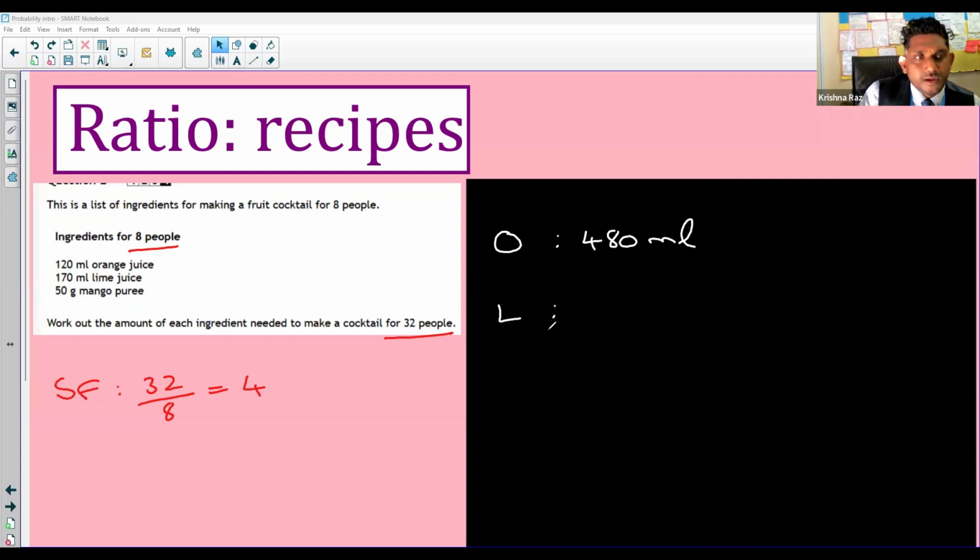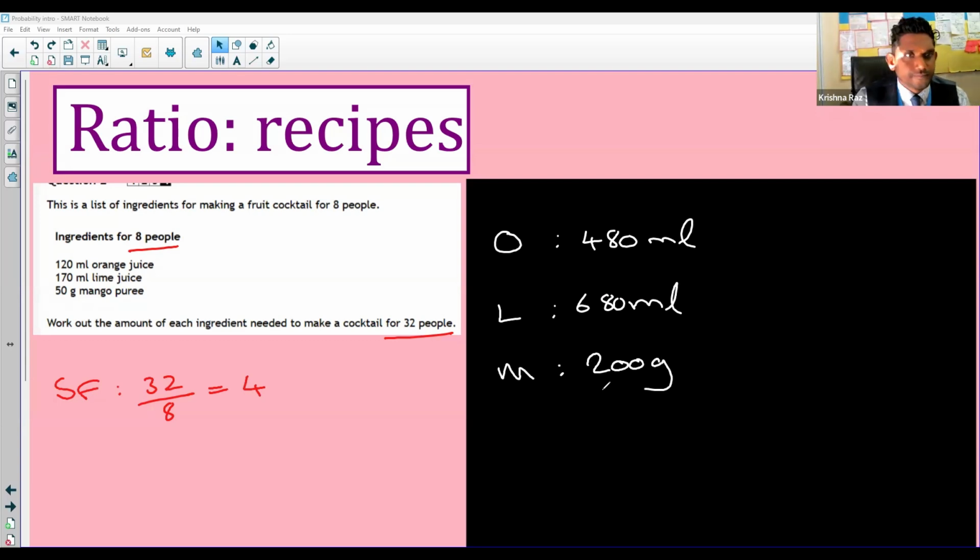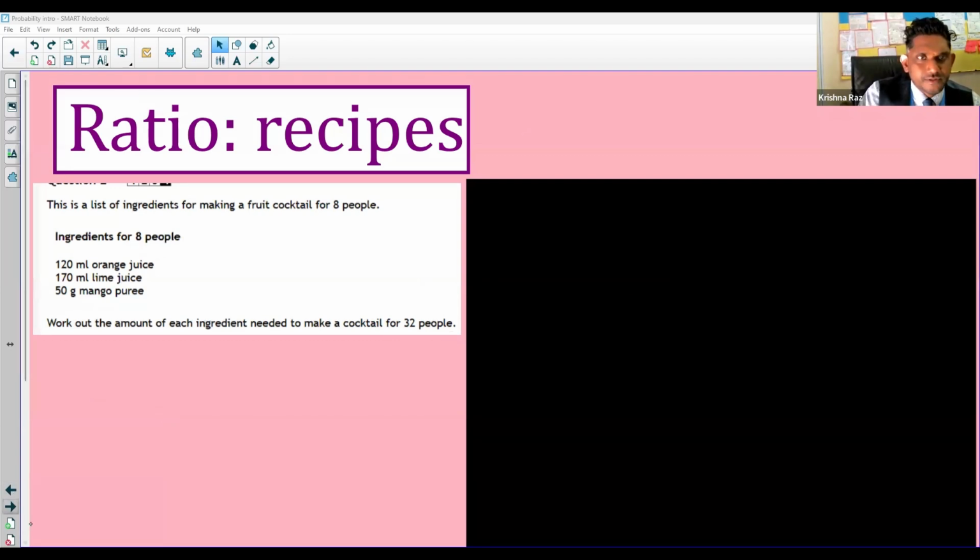Lime, 170 times 4. Yeah, and mango will be 50 times 4. Simple as. Now I'm going to make it a little bit harder.